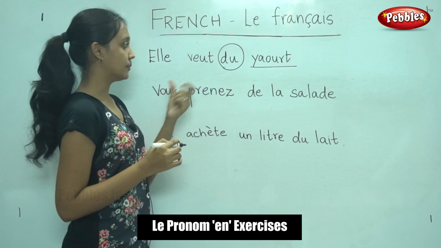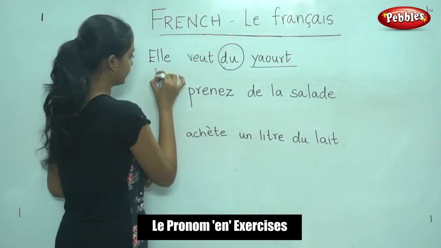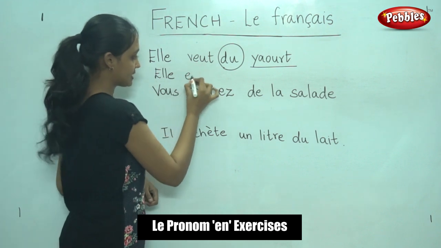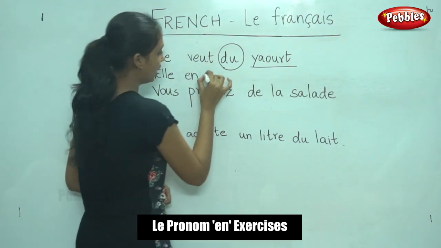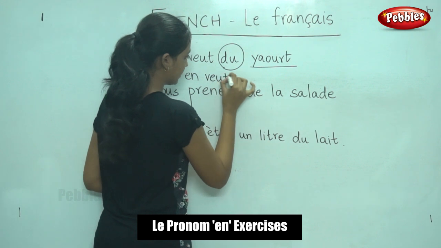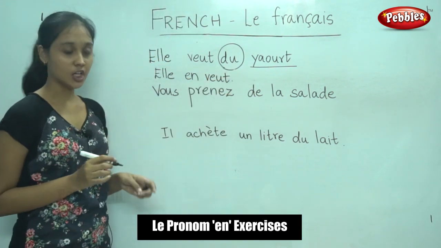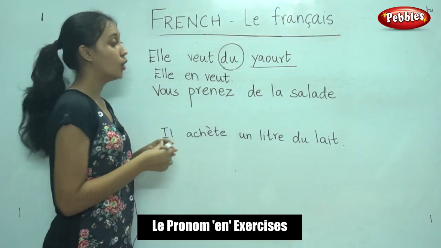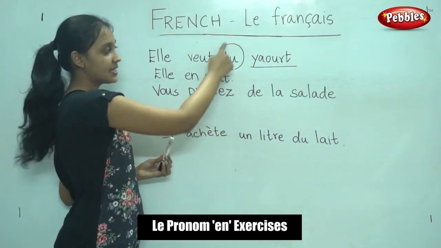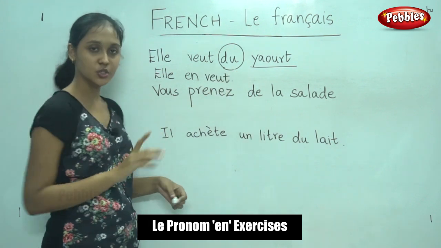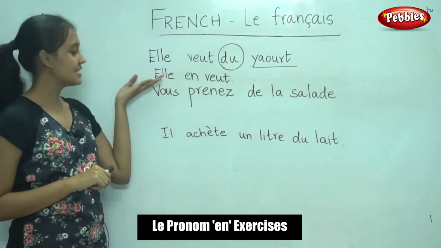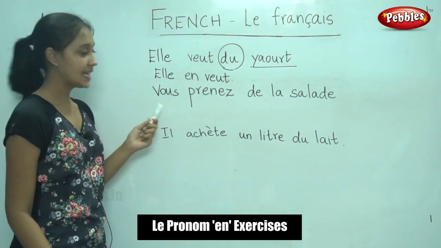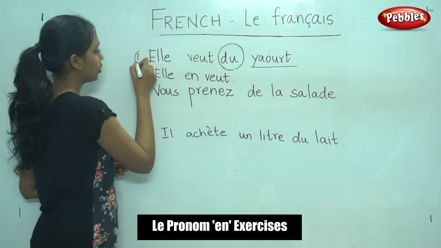Before the verb. The verb is veut. So before the verb we place en: elle en veut. That's all. We do not write du thé. If there is an indefinite article, we would include that. Since it is a partitive article, we do not include it. So your sentence is elle en veut. That's it. So that is sentence number 1.